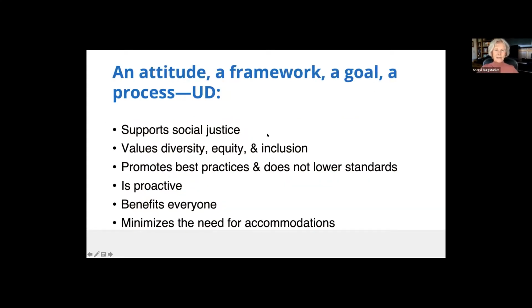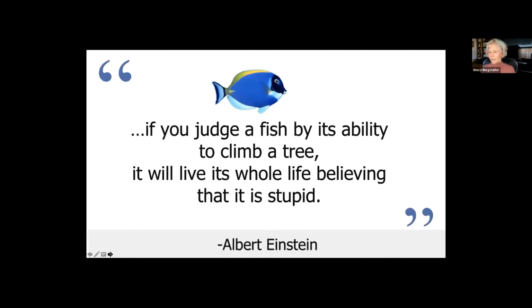So universal design, in short, is an attitude. It's thinking about the diversity of our audience rather than thinking about the typical user. We can start there, but not stop there. It's a framework, and there's a whole framework you can get from our website and a book that's been recently published about it that's on our website. And it's a goal. We'll probably never reach it, but we should be shooting for it, and a process. It supports social justice, values diversity, equity, and inclusion of all groups, promotes best practices, does not lower standards, is proactive, so we're thinking of things ahead of time, benefits everyone, or almost everyone, and minimizes the need for accommodation. So why wouldn't anyone want to do that, right?